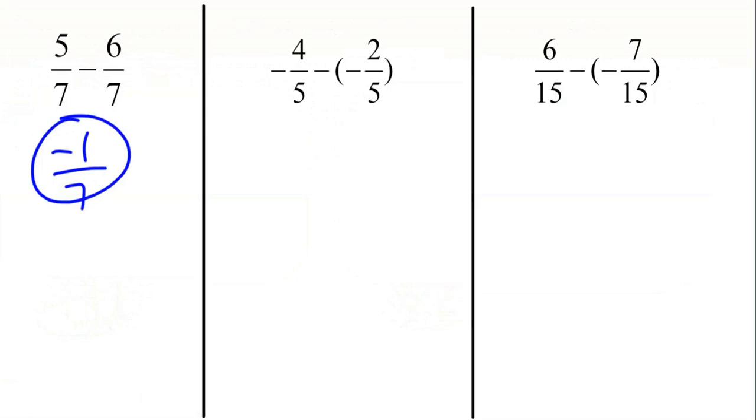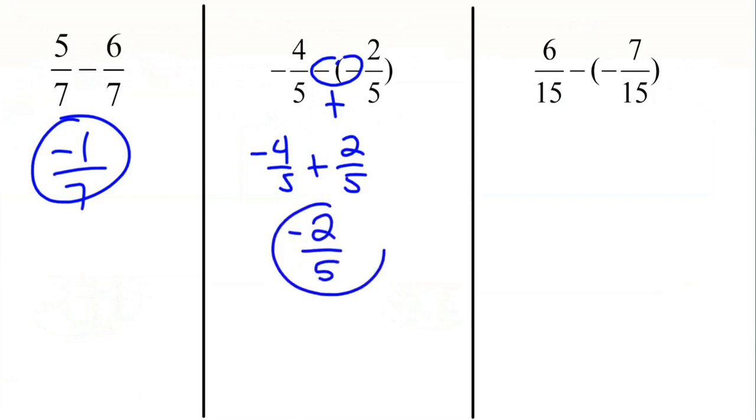Negative 4/5 minus a negative 2/5. Again, taking away a negative is like addition. So this is negative 4/5 plus 2/5. And then using my rules of addition for the numerators, negative 4/5 plus 2/5 is negative 2/5.